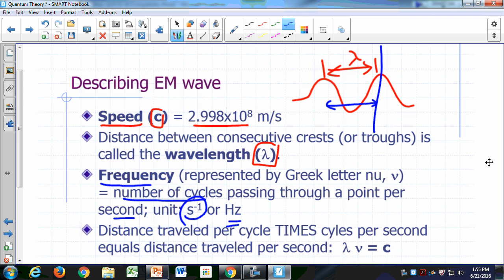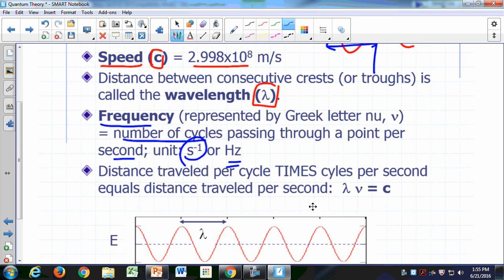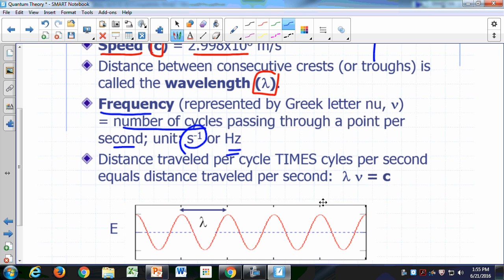So the distance traveled per cycle is lambda, right? So that's in meters, in SI units, times the number of cycles per second. So lambda times the frequency, which has the unit per second, must be equal to the speed of the wave, which is c, which will be in meters per second.